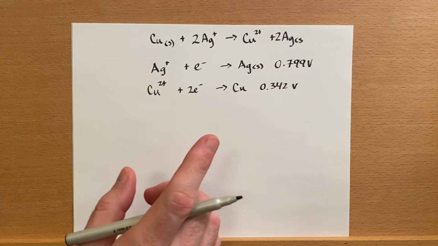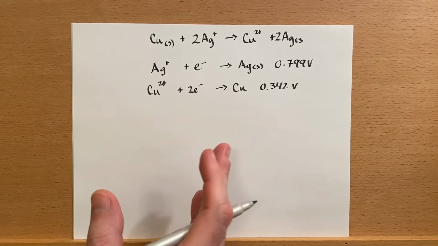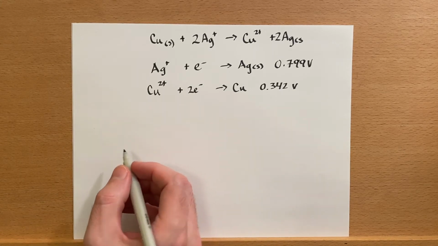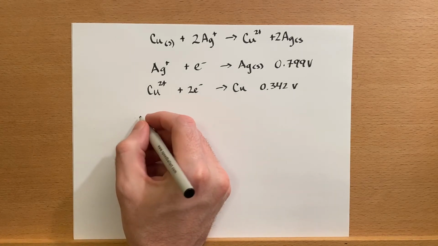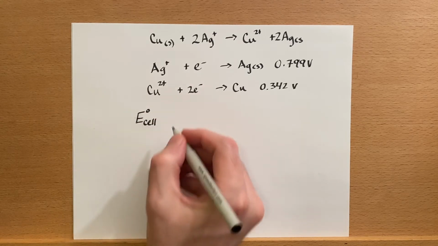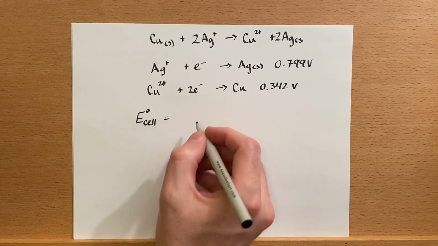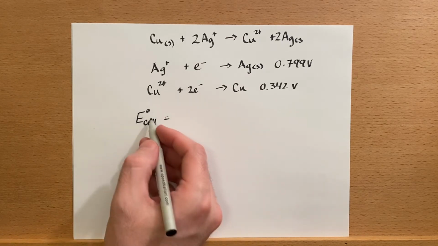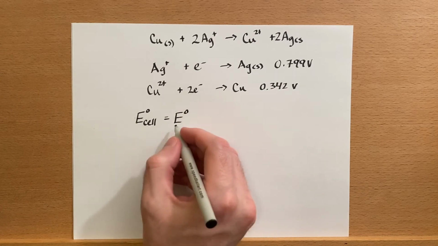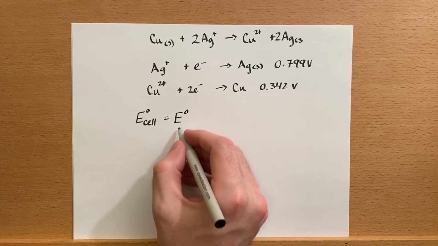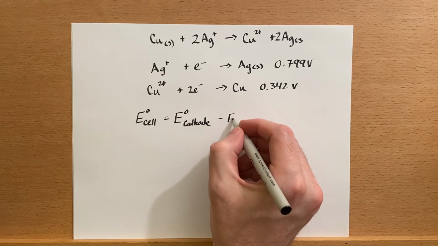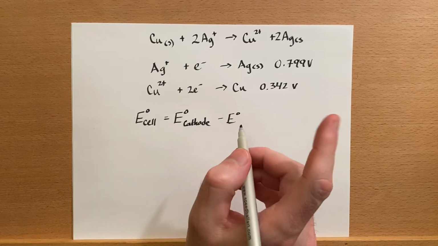Now, if we want to calculate the potential of this cell that contains these two reactions, it's very simple. We just need to identify which one is the cathode and which one is the anode, and then do a subtraction. And the formula that we're going to use is just the potential of the cell, and if it's under standard conditions, it'll have the standard symbol there. If it's not, it's the same formula, just not under standard conditions. So we use the standard reduction potential of the cathode minus the standard reduction potential of the anode.